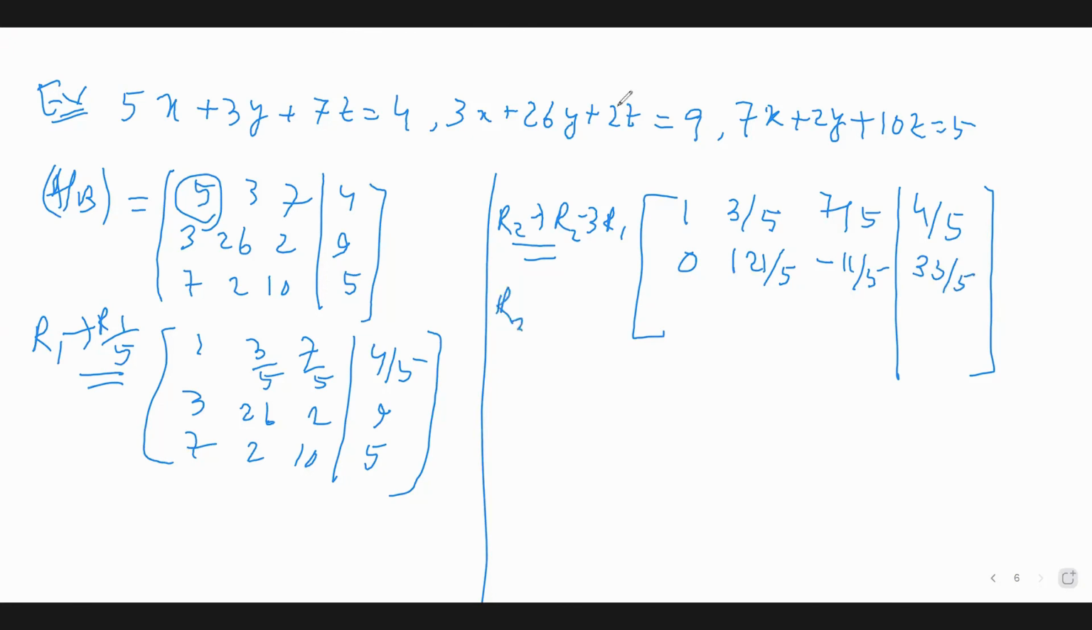रो 3 कैसे रिप्लेस होगा. So row 3 minus 7 R1. It is 0. ये क्या होगा. 2 minus 21 by 5, minus 11 by 5. Then 10 minus 49 by 5, 1 by 5. Then 5 minus 28 by 5, minus 3 by 5.